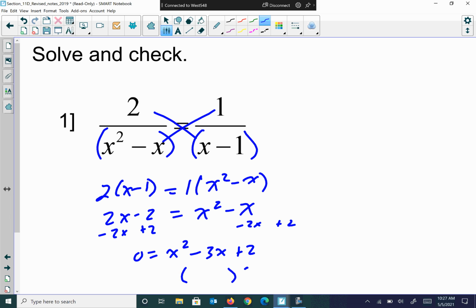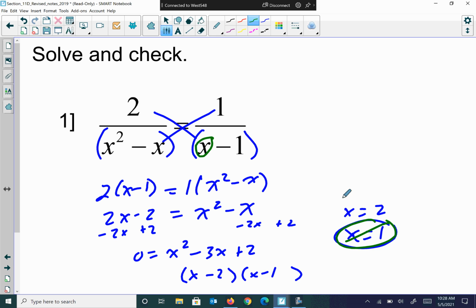And because we have factored in the past, minus 2 and a minus 1. So x equals positive 2, x equals positive 1. Which one of those won't work? Yeah, this one will not work. The reason it doesn't work is because if I plug 1 in here, I'd get a divide by 0. So we have a single answer of 2.